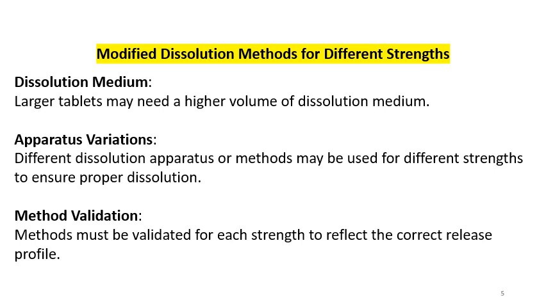Modified dissolution methods for different strengths. As I have mentioned earlier, if you go for similar dissolution conditions, you will have different release rates based on different strengths. Now coming to the dissolution medium, larger tablets may need a higher volume of dissolution medium. Apparatus variations: different dissolution apparatus or methods may be used for different strengths to ensure proper dissolution. Method validation: methods must be validated for each strength to reflect the correct release profile.